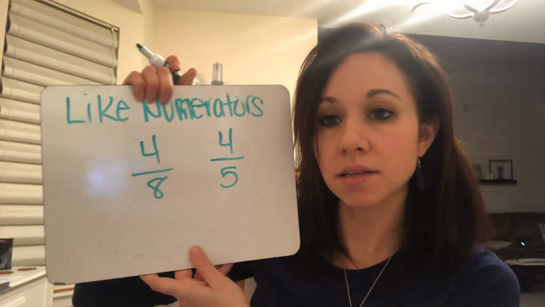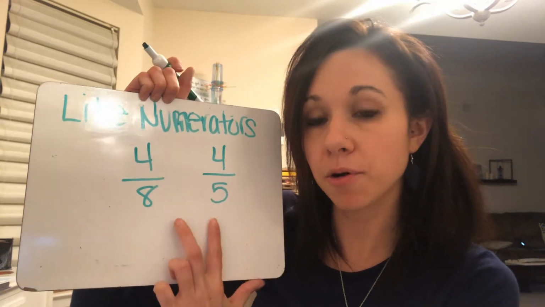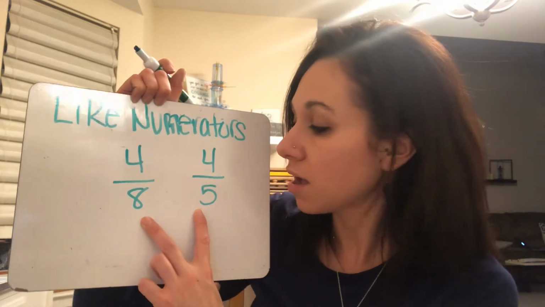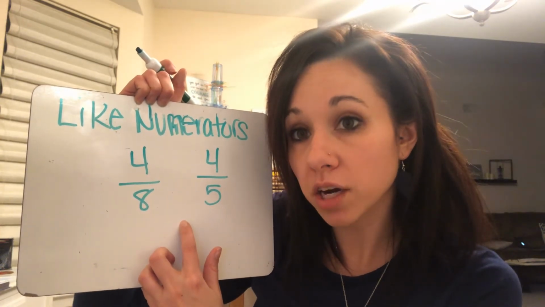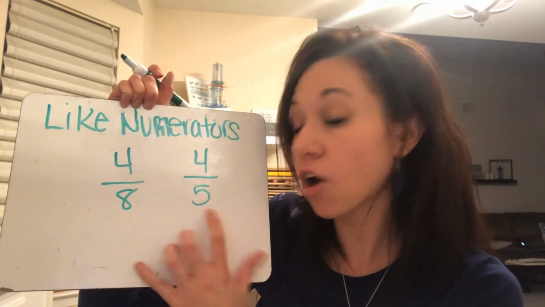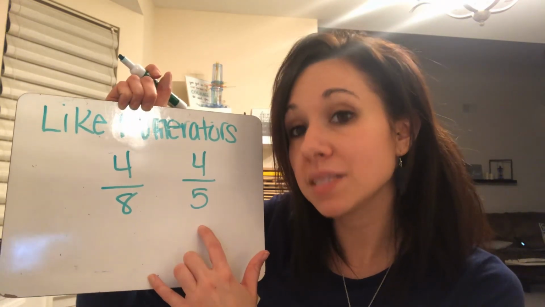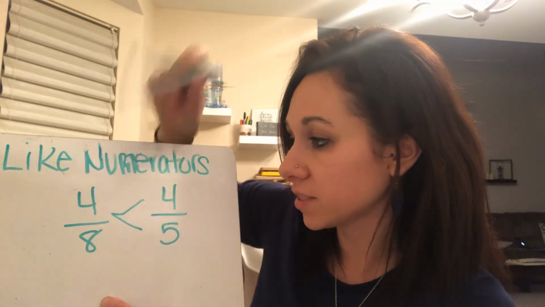If we have 4/8 and 4/5, my numerators are the same. I'm going to look down here at my denominators. For my denominators, I want to look which denominator is smaller. 5 is smaller than 8, which means that there are less pieces, which means the pieces are larger. So the alligator wants to eat 4/5.